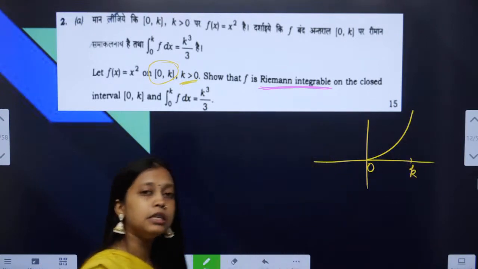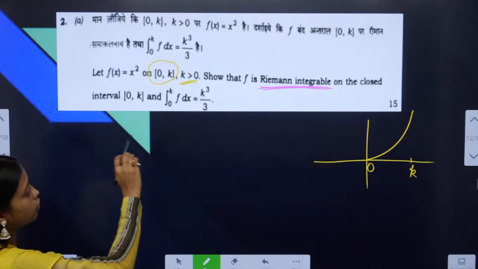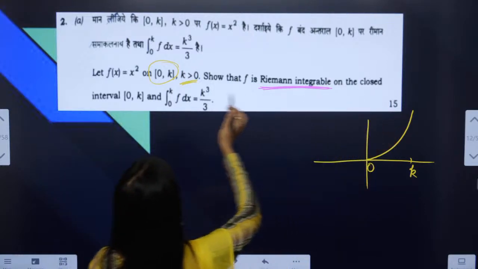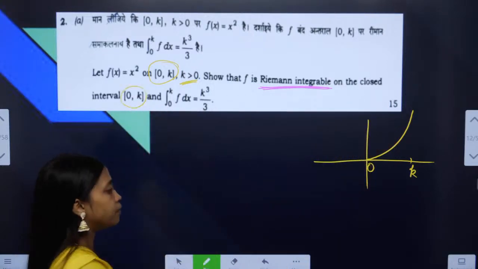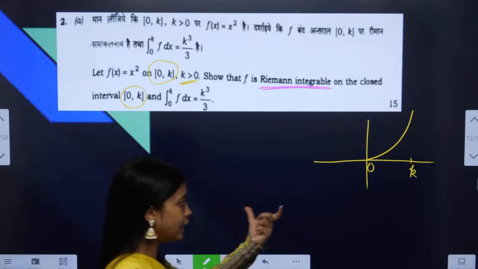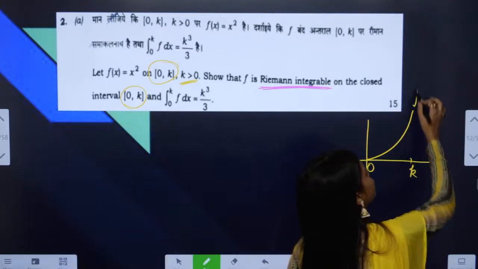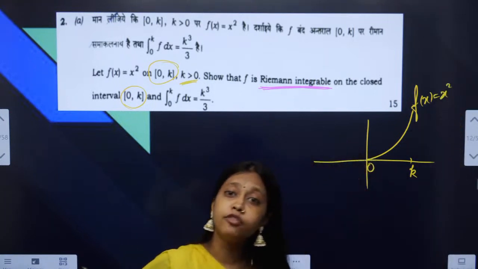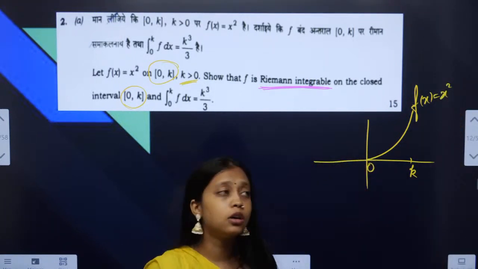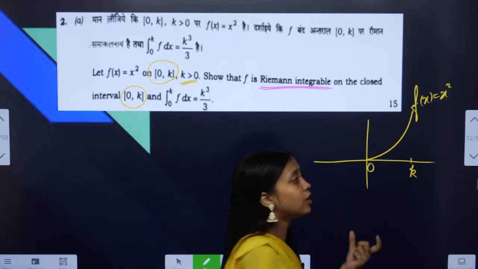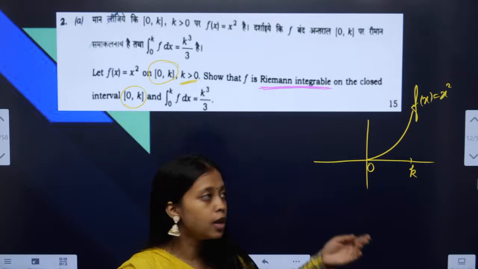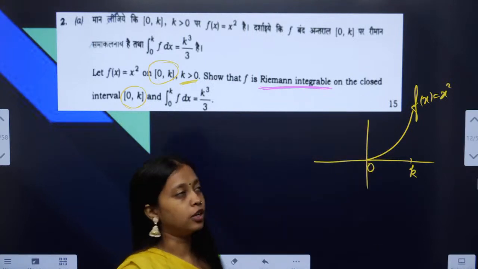And whenever in the Riemann integrable functions, because the question is telling you to show that f is Riemann integrable on the closed interval 0 to k. So, in that interval, if you observe, the function is a strictly increasing function. So, you don't have to worry about the maximum value in that interval, minimum value of that interval, because it is an increasing function.